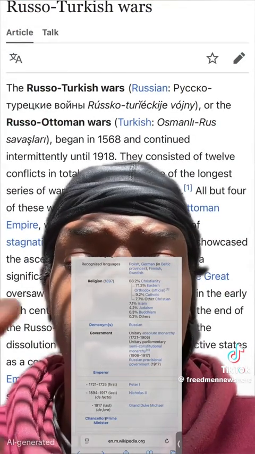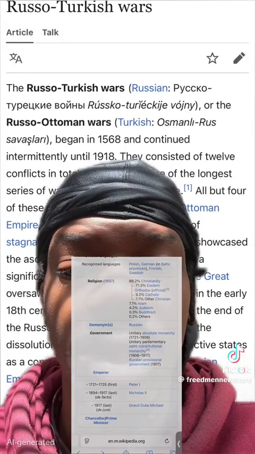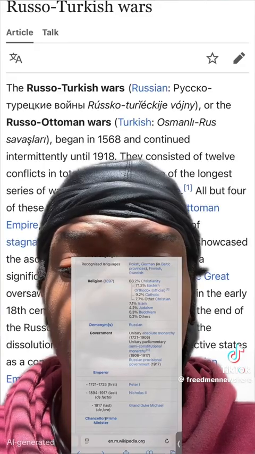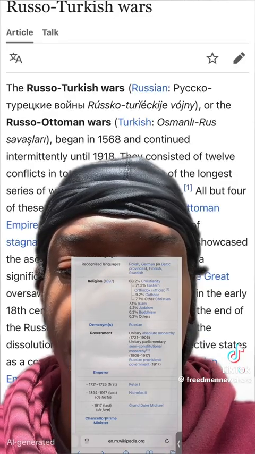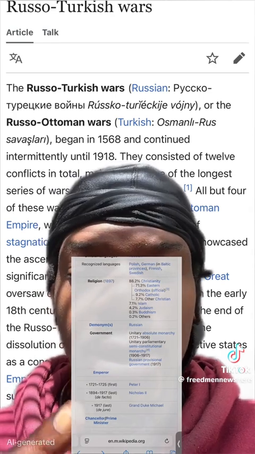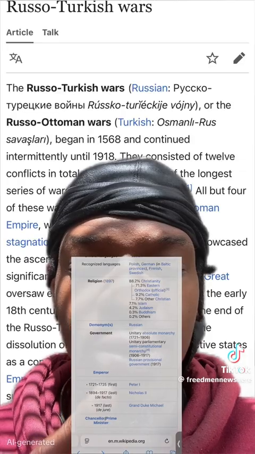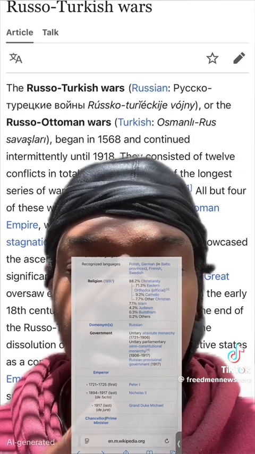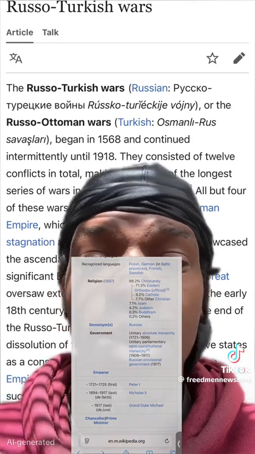Also at that time, the recognized languages were Polish, German, Baltic, Swedish. The religion in 1897 was Christianity, right? 88%. 71.3 Eastern Orthodox official, 9.2 Catholic, 7.1 Islam, as an example. It's going to be part of the de facto. Also, 1721, 1725, 1894 through 1917, the de facto takes place until 1917 when it gets de jure under the Republic.